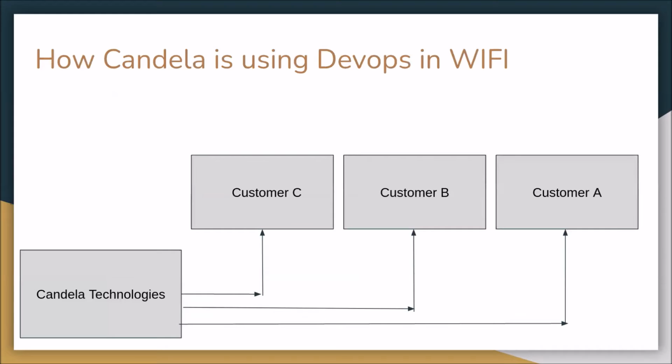So now, how Candela is using DevOps in Wi-Fi. That's the very important thing, and I would like to explain how we, as a part of Wi-Fi expertise, are using DevOps for our entire work. So Candela has many customers, around 200 plus Wi-Fi customers. Most of them are Wi-Fi access point manufacturers. We have gaming companies. We have networking companies. Most of the big networking companies are customers for Candela.